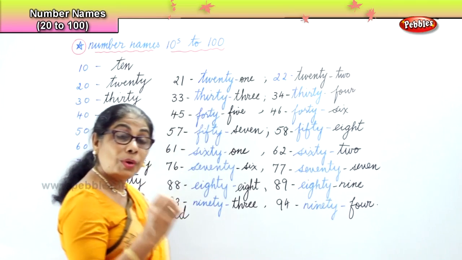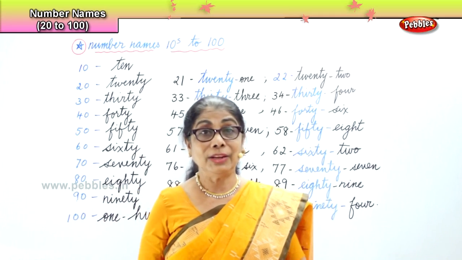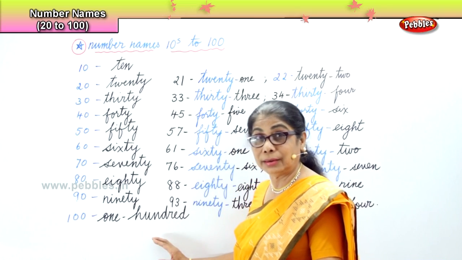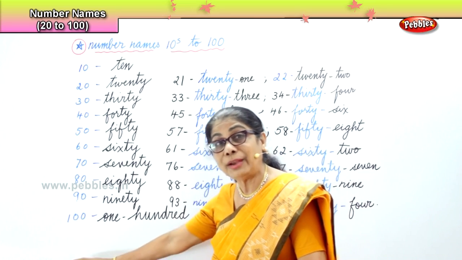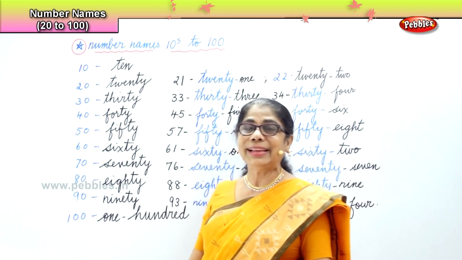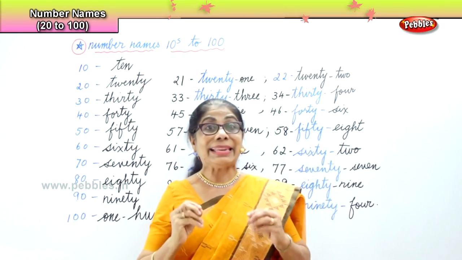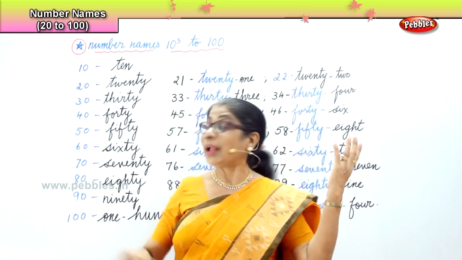So you have to practice this in your house. When it comes to 100, you have to write 100. Because there'll be more, you'll have 200, 300, like that. So we learned today to write the numbers name, tens to 100.